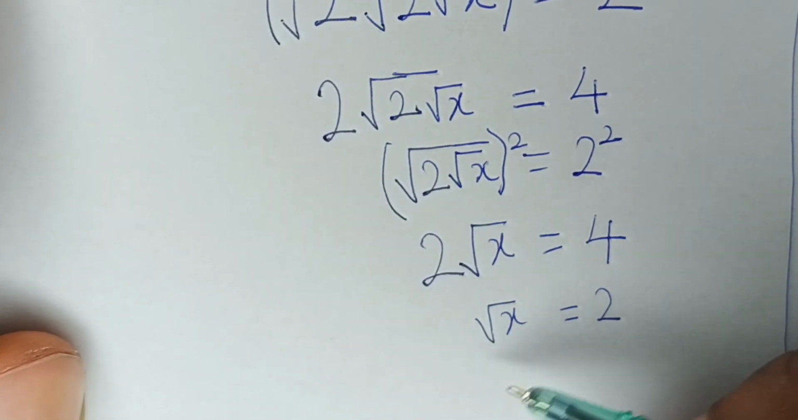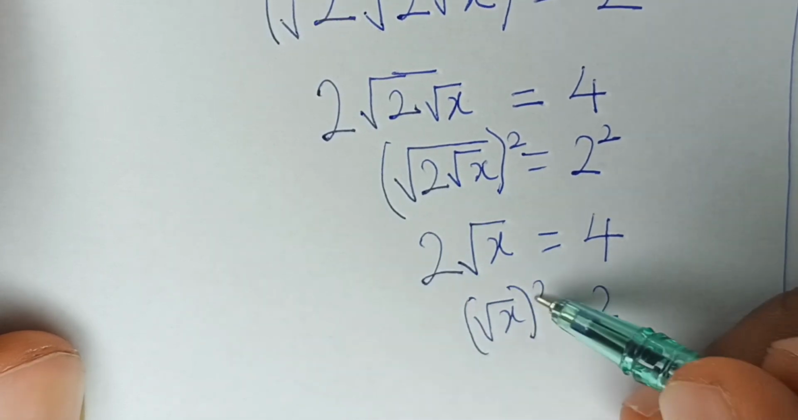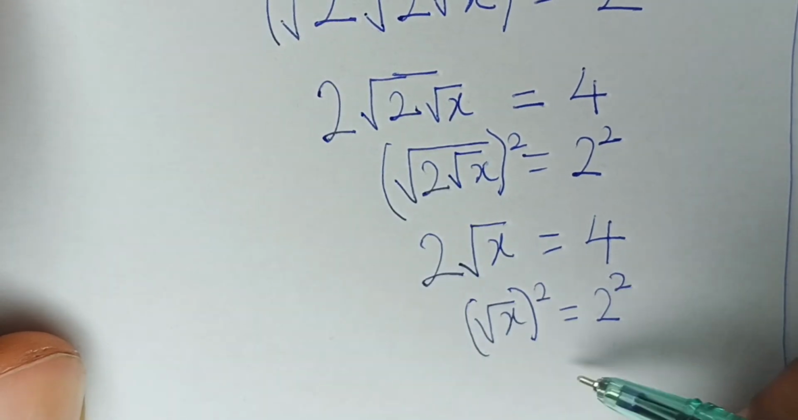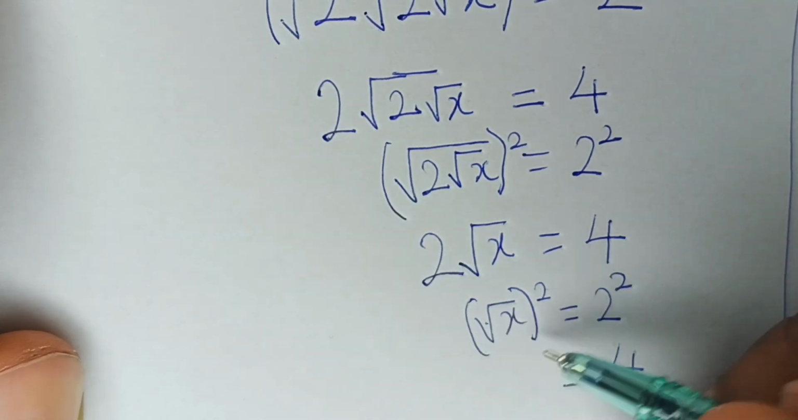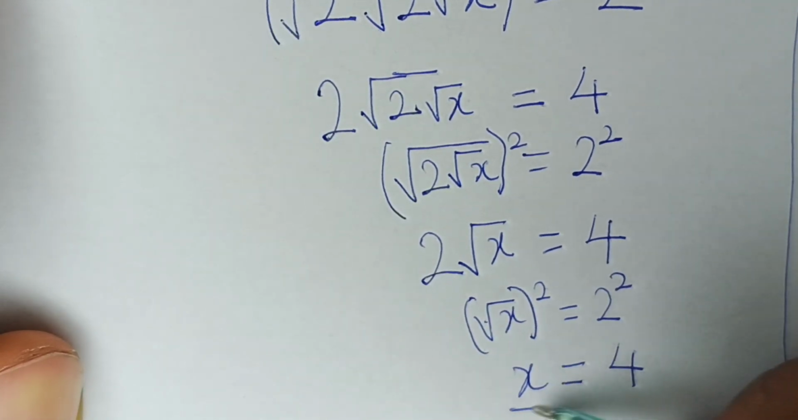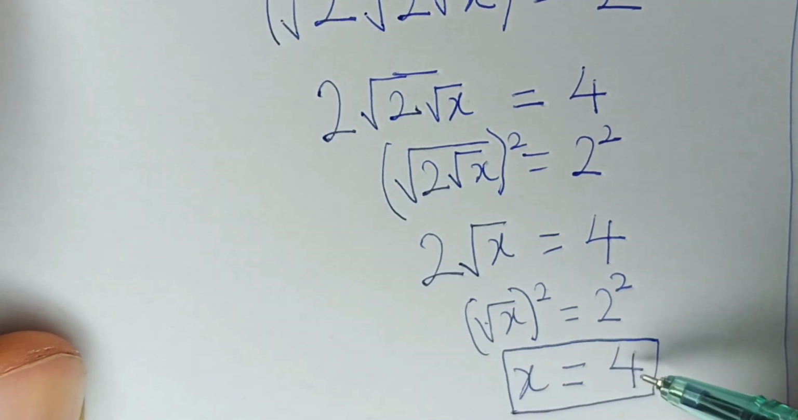Again, if we square both sides, we will have this side raised to the power of 2 and this side raised to the power of 2. 2 squared is 4, root of x squared is x. So that we have finally that x is equal to 4.